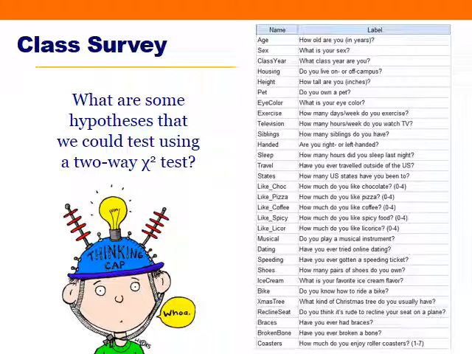So as you're practicing running this test in SPSS, what I would recommend is getting together with a classmate, coming up with a series of hypotheses that look for relationships between two categorical variables. You each independently run a two-way chi-square test to see if those variables are in fact related, write out your answers, and then compare them with each other to make sure that you got the same answers, and check each other's work in the process.